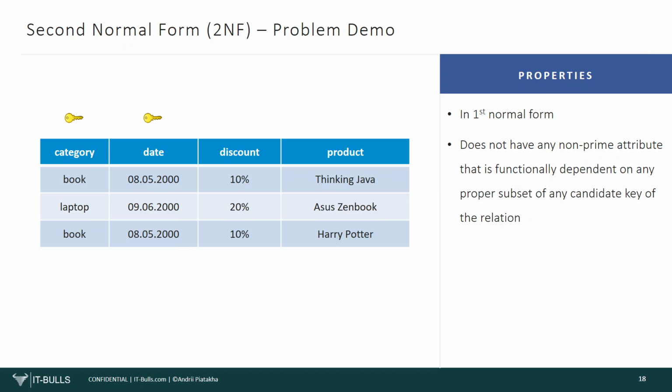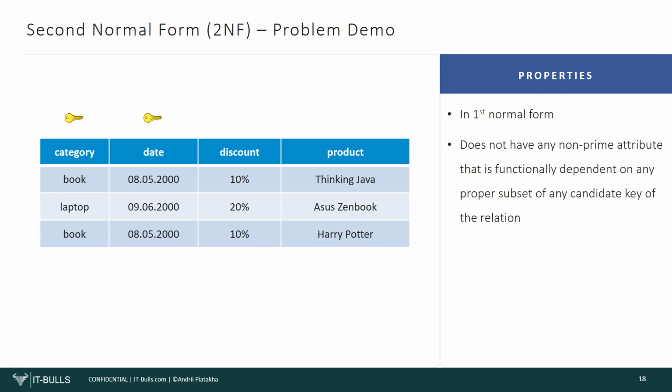Here is the table of items that we sell in our store. We have category, date, discount, and product name. There is a compound primary key that consists of category and date. From this table, we can learn discounts that should be applied to goods from a specific category at a specific date.